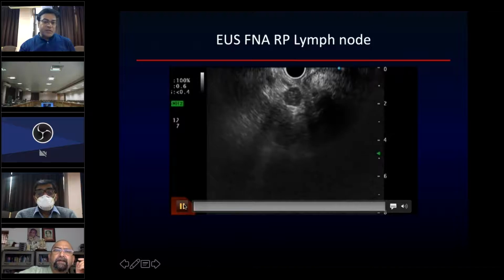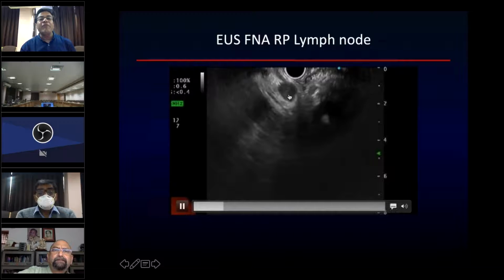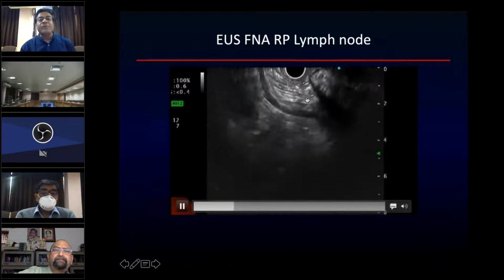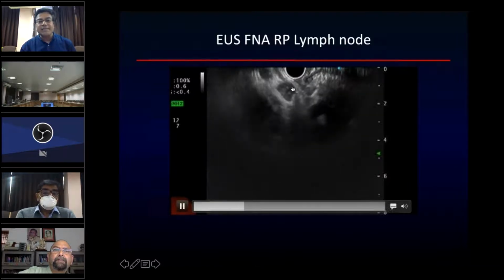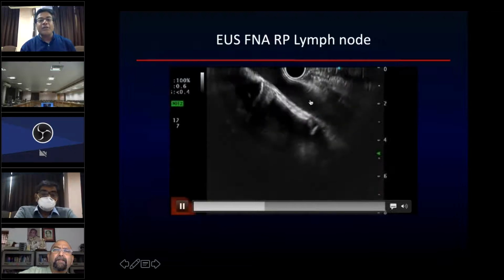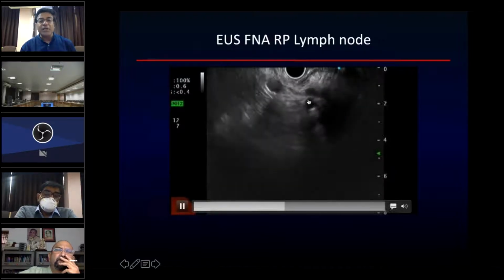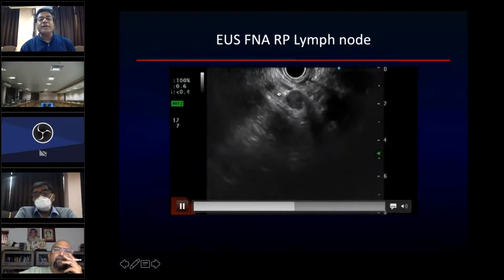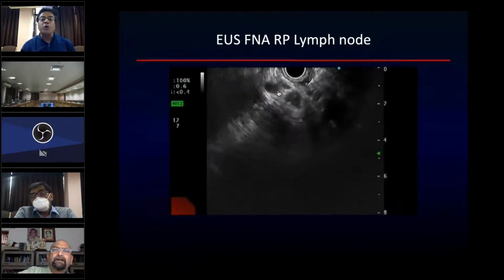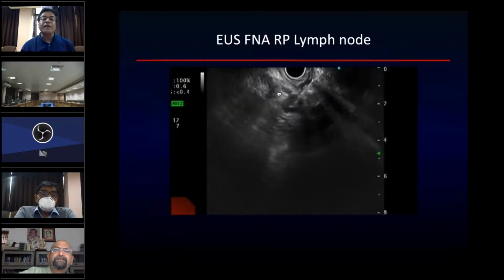So in this particular case, what we did is, you can see the scope is positioned in the second portion of the duodenum. This small lymph node that we are seeing is a para-aortic lymph node. You will just see the aorta coming into the picture. Now this is the aorta coming into the picture. As I mentioned, the EUS scope is positioned in the second part of the duodenum. And then you can see a hypoechoic, round, 1 centimeter sized lymph node. This is something which is very typical of a malignant lymph node.